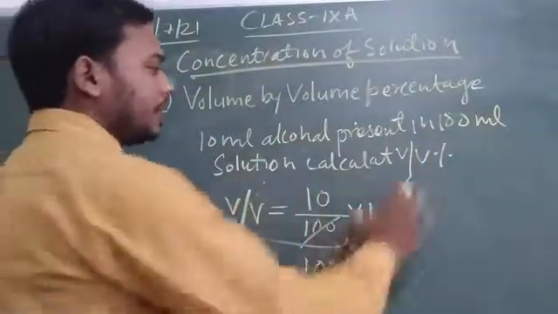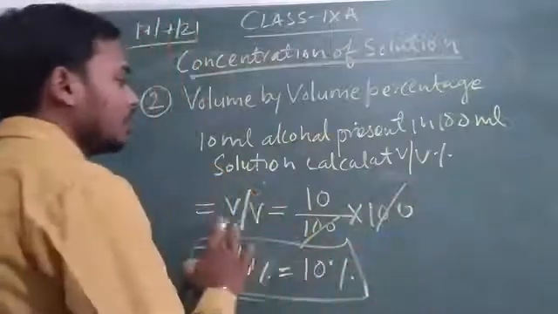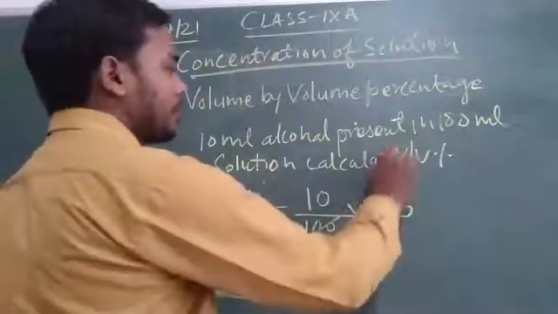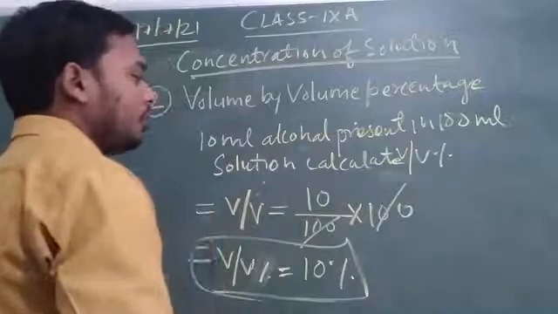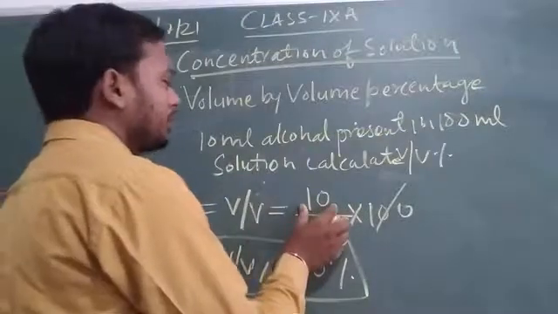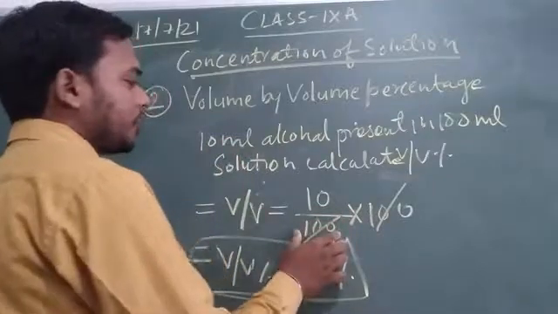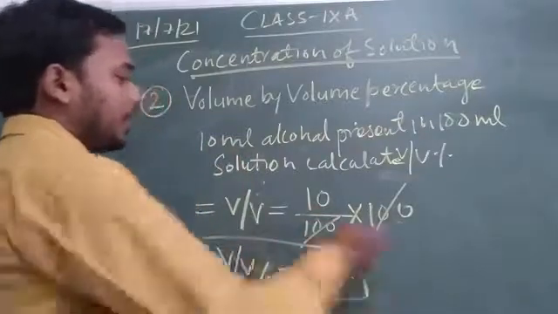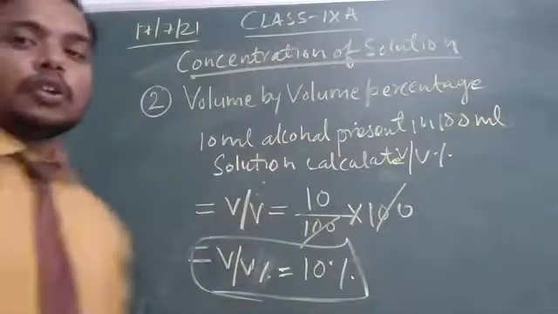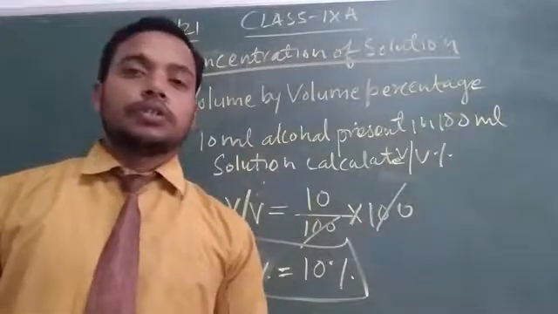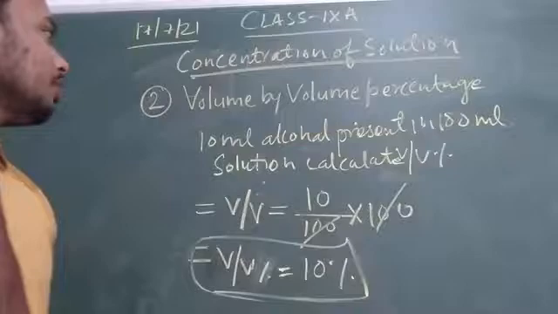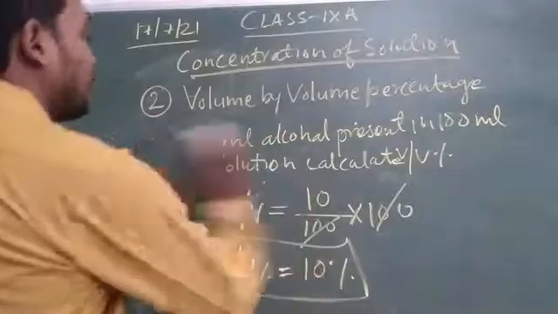So what is the volume by volume percentage? The formula is volume of solute divided by volume of solution into 100. After calculation we find the 10% volume by volume percentage solution. Now take another question.